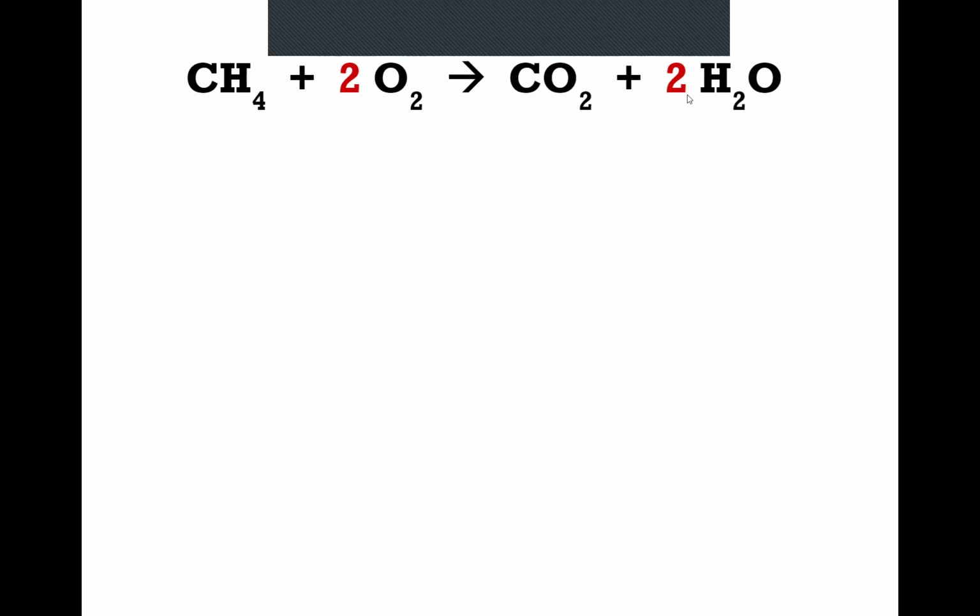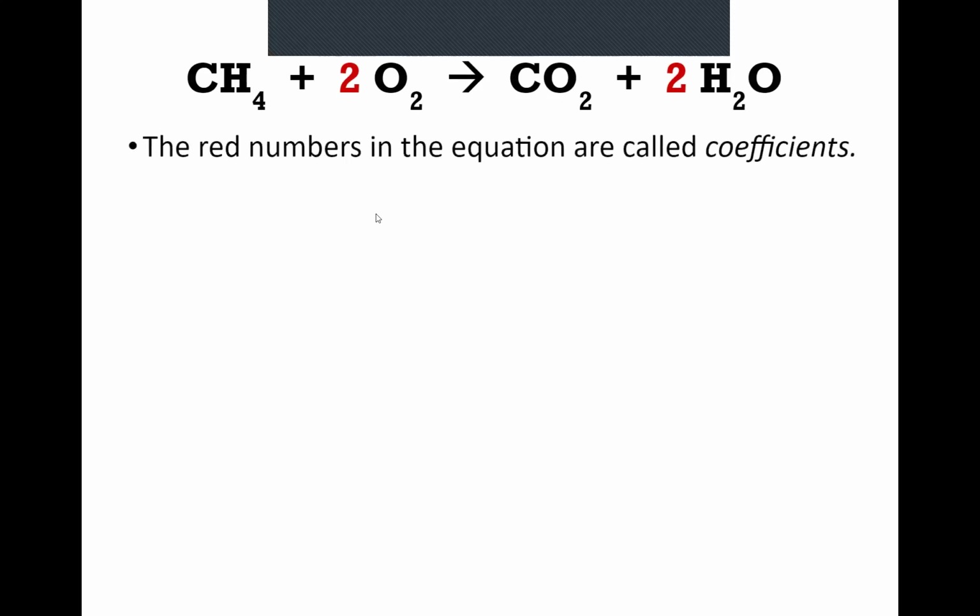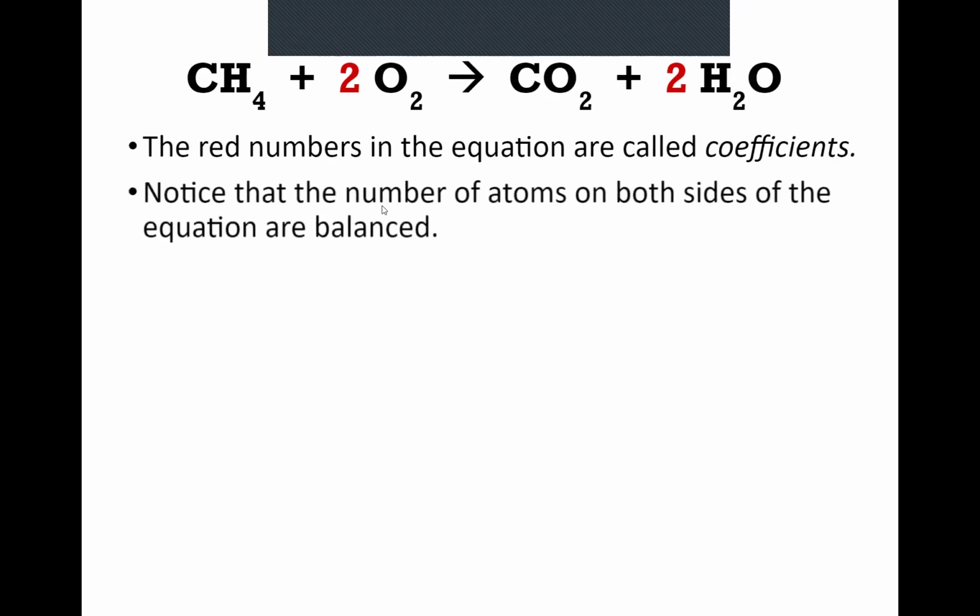See these red numbers in front of the formulas? They're different from the subscripts that are within the formulas. The big red numbers are called coefficients. Notice that with these coefficients, the number of atoms on both sides of the equation are balanced.